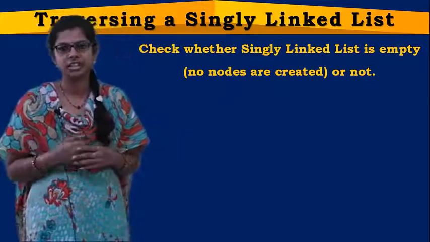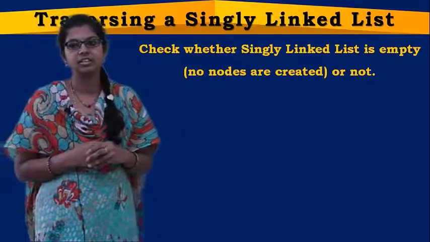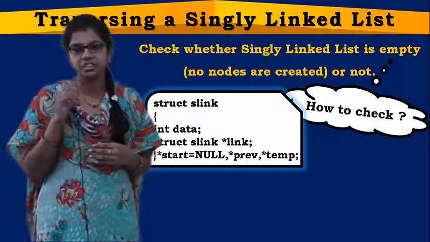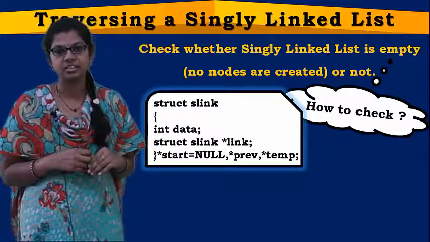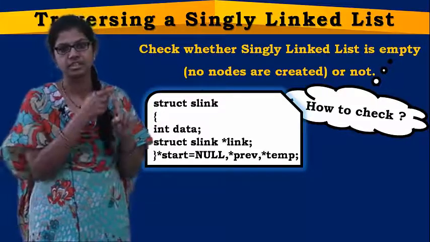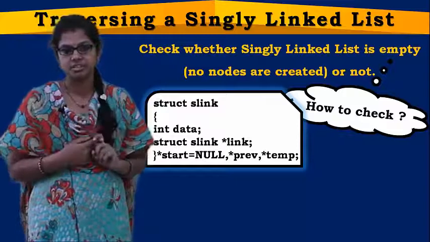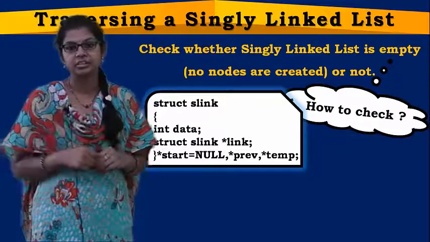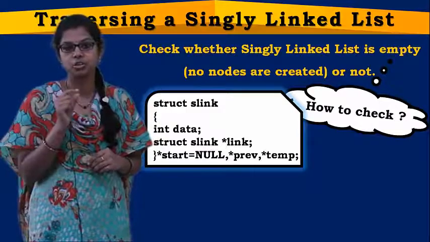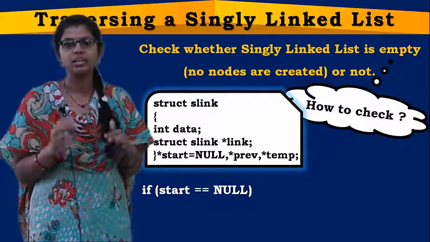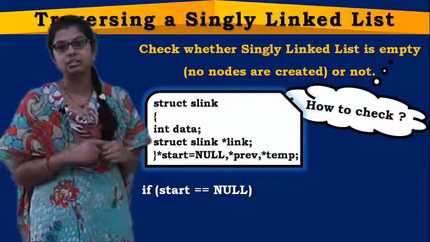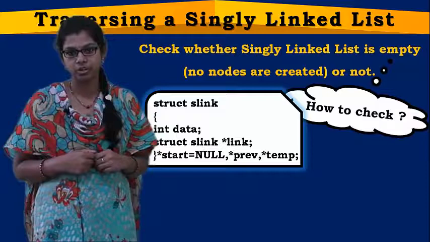Next, coming to the first thing, we need to check whether the singly linked list is empty or not. How to check it? While defining a structure, we have declared three pointers: start, temp and previous, right? I have clearly mentioned that start always points to the first node.